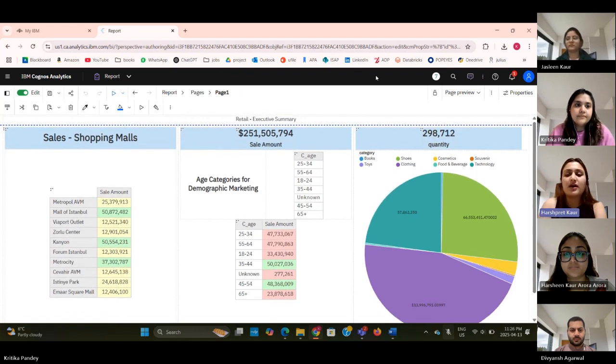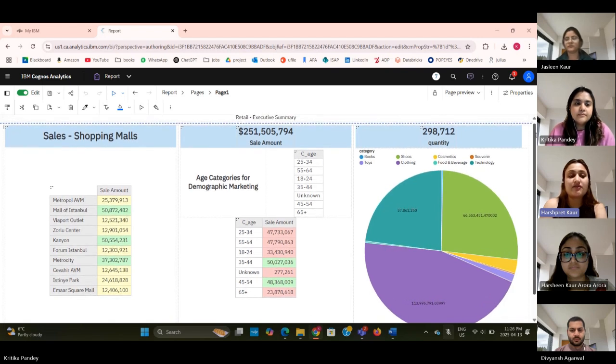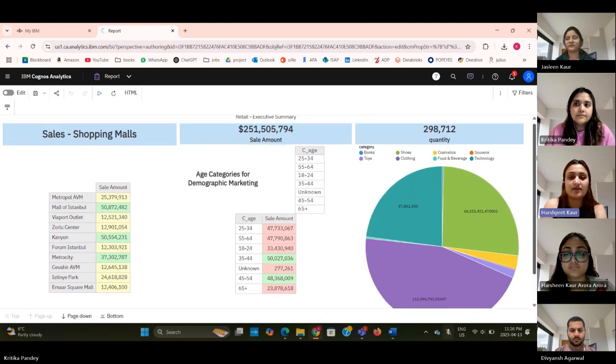Hi. So I will be presenting the first report to you. If we look at the customer segmentation, our top spenders are females aged 25 to 44, who bring us the most return on investment, and targeting them would be beneficial for us. And if you look at it, males generally spend less across all categories.